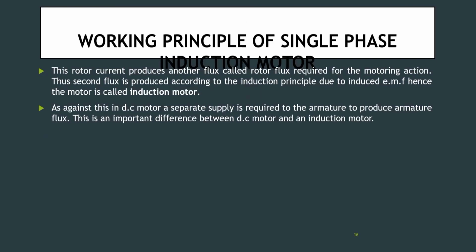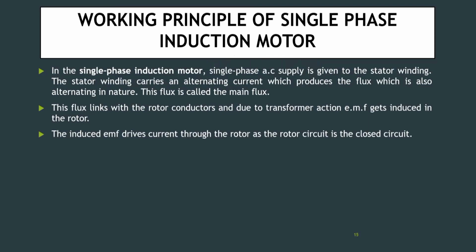In a single phase motor, again, rotor flux and motoring action are required. Similarly, as you can see in a DC machine, the armature flux is required. So that is the important difference between a DC motor and an induction motor. In a DC motor, a separate supply is required to the armature to produce armature flux. Even in the case of the induction machine, we give a supply to the stator, and whenever you give the supply to the stator winding, the stator winding will carry an alternating current and produce a flux.